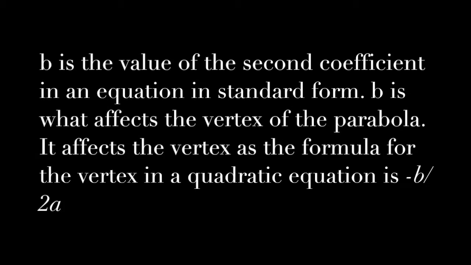B is the value of the second coefficient in an equation in standard form. B is what affects the vertex of the parabola. It affects the vertex as the formula for the vertex in the quadratic equation is negative b over 2a.